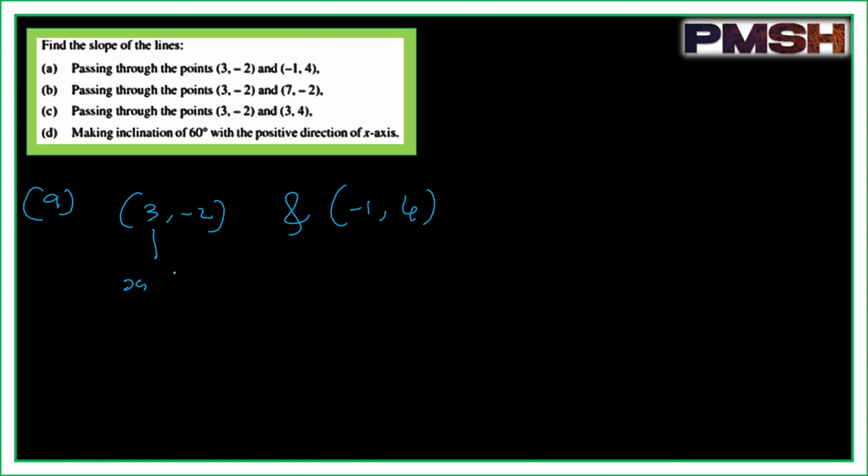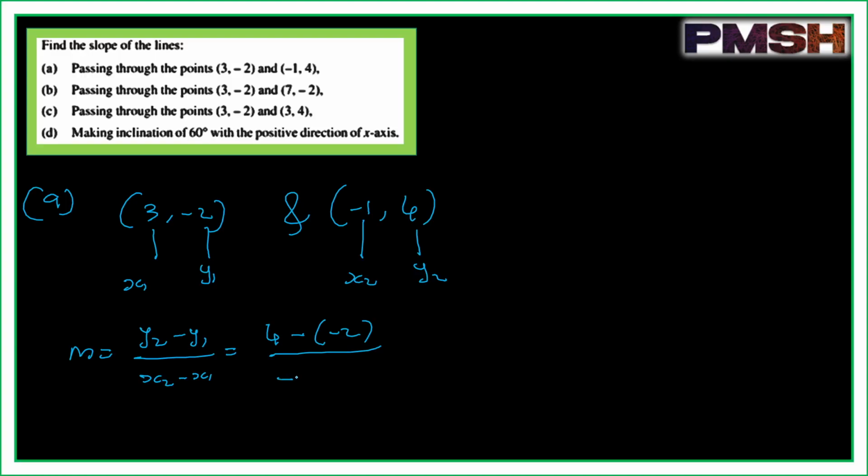So let us consider this as x1, this coordinate as y1, and here this coordinate as x2 and this coordinate as y2. Then how to find slope? The equation is y2 minus y1 divided by x2 minus x1. y2 is 4. 4 minus minus 2 divided by x2, that is minus 1 minus 3. So that is 4 plus 2 by minus 4. 6 by minus 4. That is minus 3 by 2, minus 1.5. The value is minus 1.5. Okay, so slope is minus 1.5.